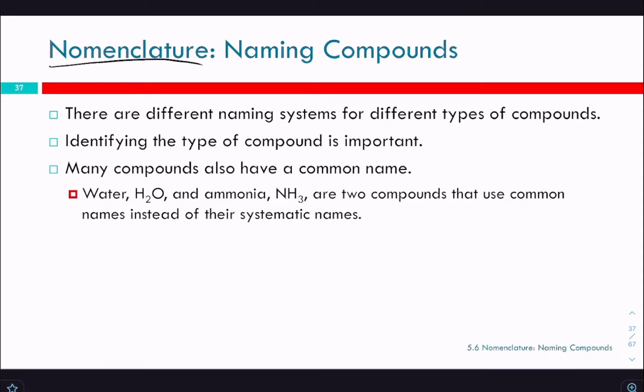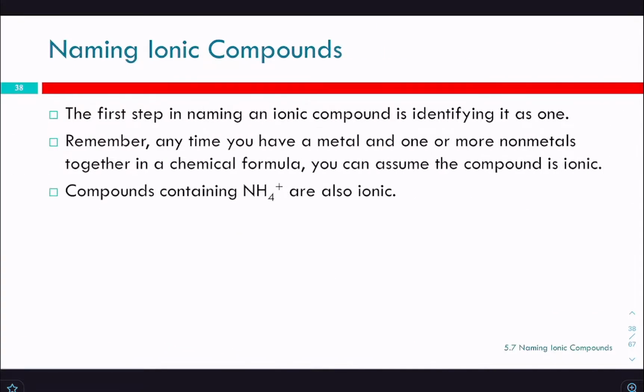So again, like I mentioned before, there are different naming systems for different types of compounds. Elements are the easiest, and diatomic elements are also very easy because they're just the element name. But if we have ionic compounds or molecular compounds, those are named differently. Right, so common names like water and ammonia, their name is historical, has nothing to do really with the actual molecule. The nomenclature systematic names are derived from the molecule.